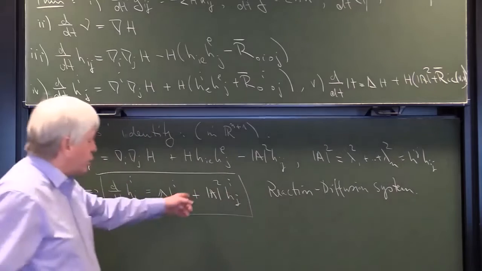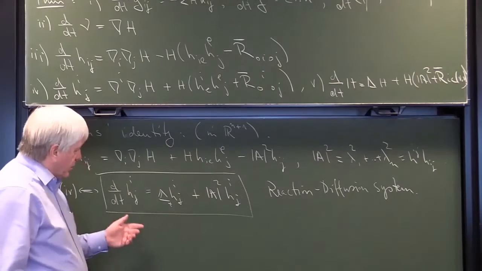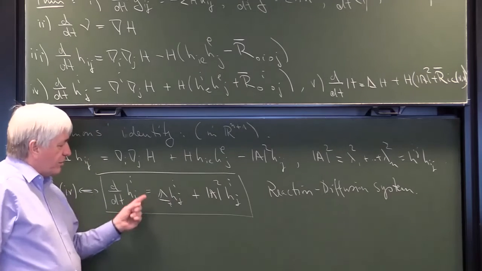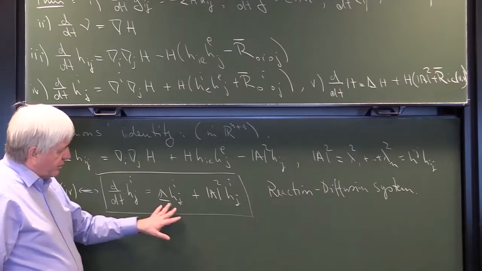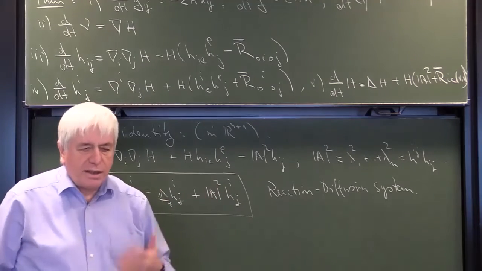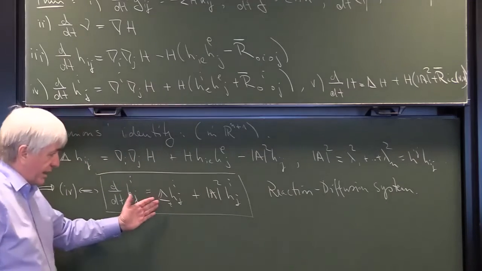So this is the reaction part. Terminology comes from chemistry, of course, where you have many components that react with each other and which are diffusing at the same time in space. And here you have the diffusion part. Now, the special thing about this geometric evolution equation is, of course, that these two things scale the same way.